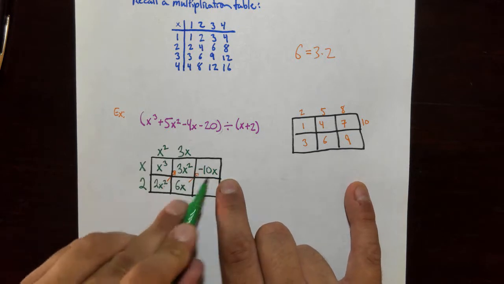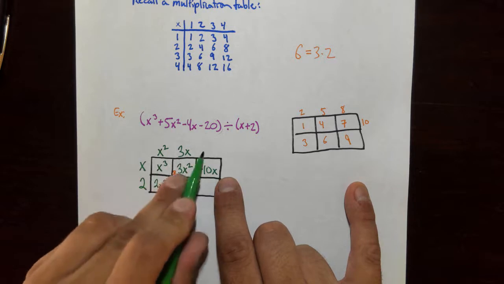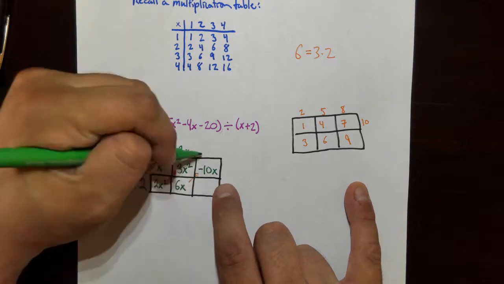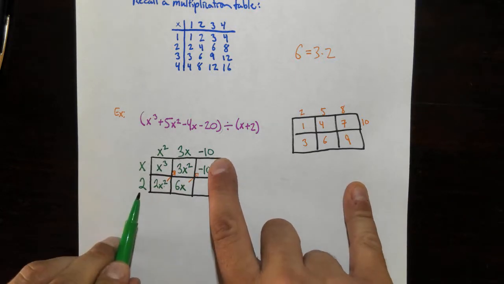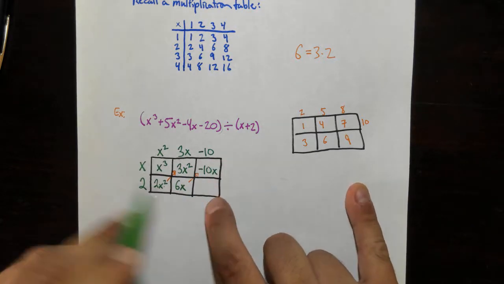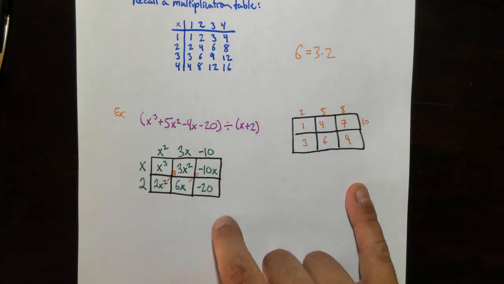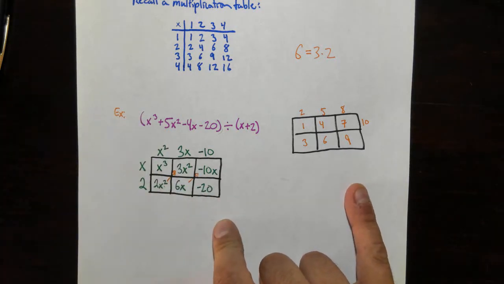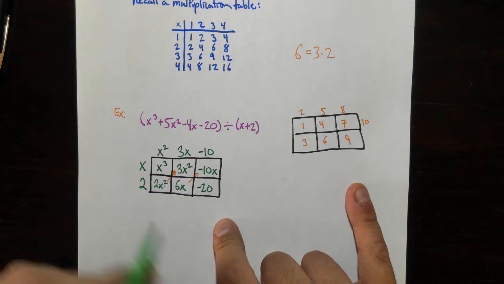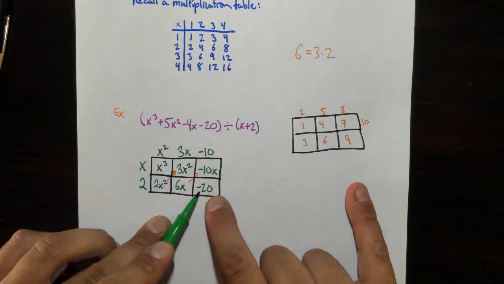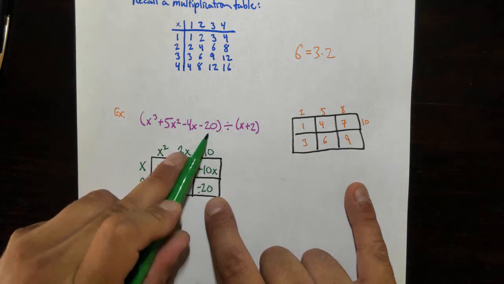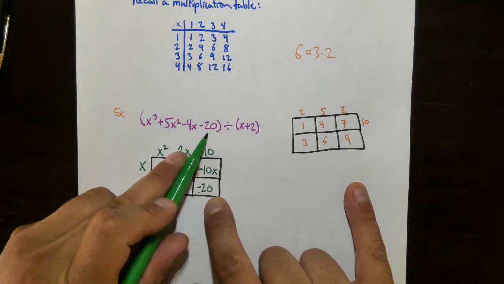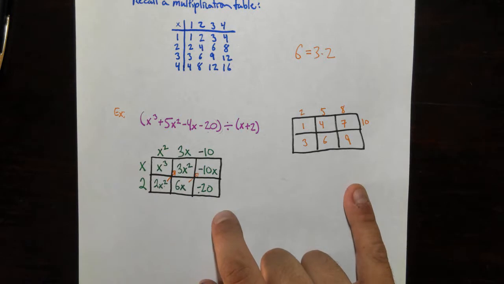So now that we have this, we can fill out this on top here. So x times what gives me negative 10x? Well, that's negative 10. And then 2 times negative 10 is negative 20. So what we end up with here is negative 20. And if it matches up with the constant in your original function, then there is no remainder.